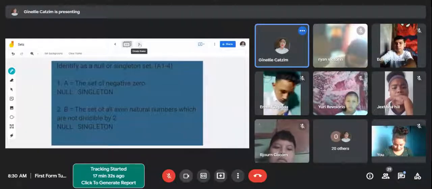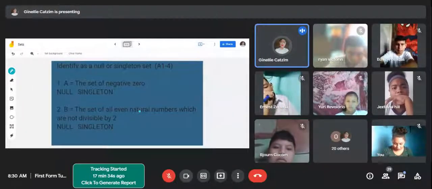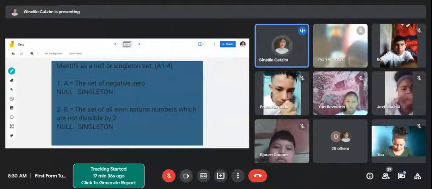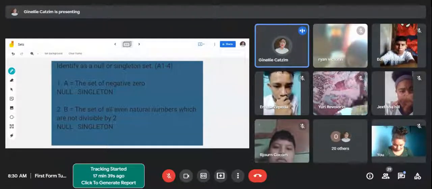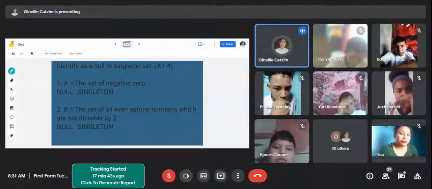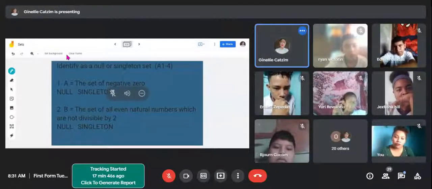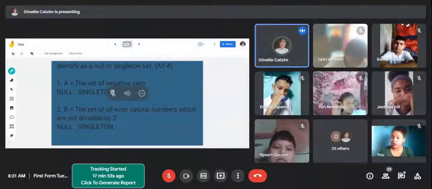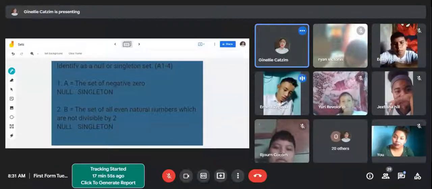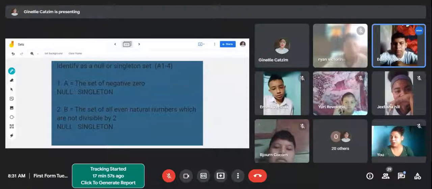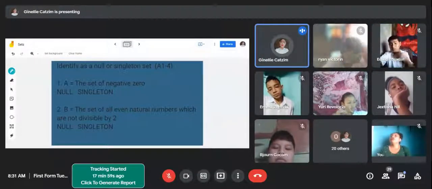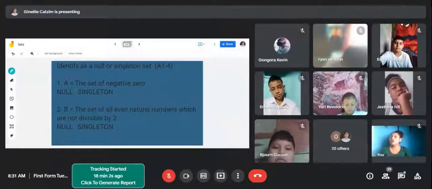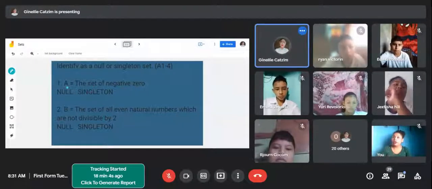Now, last one. Identify as a null or singleton set. This is number 4 in your activity 1. Number 1, this set of negative 0, is it null or singleton? Null, right? We don't have negative 0 nor positive 0. We just have 0. So this is null.